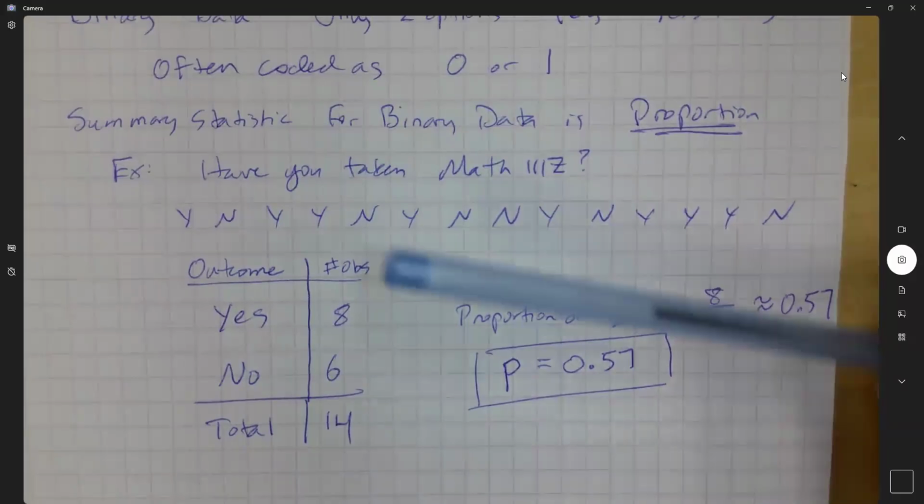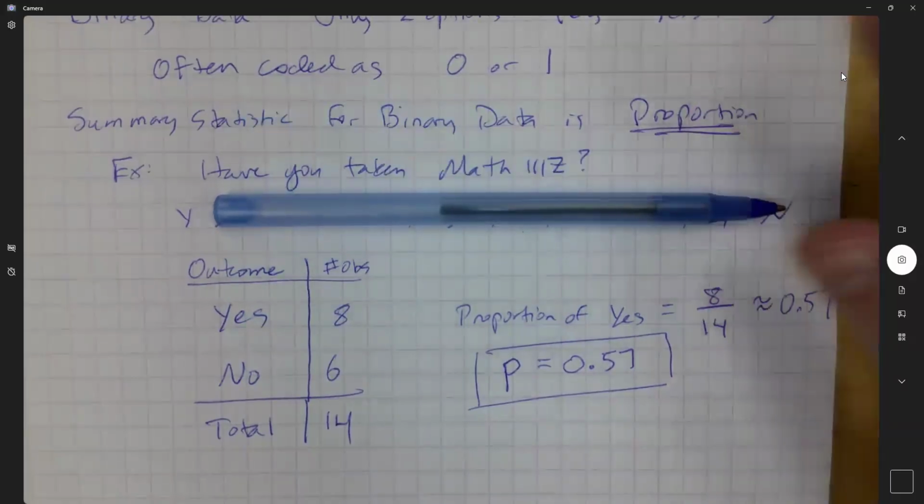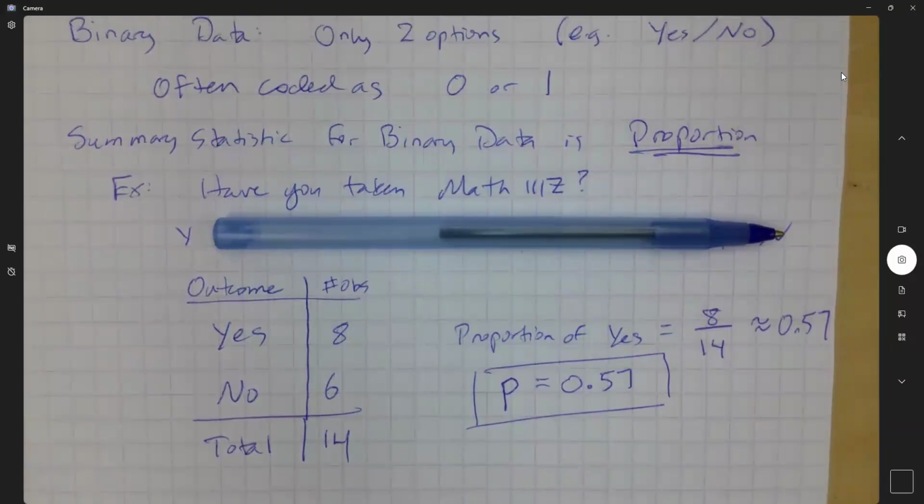So without looking at the data at all, you can say about 57% of students have taken Math 111. That's a pretty good understanding. It happens very, very quickly. Now, you don't know which students they are. You don't know if Joey has taken it or if Katya has taken it. But you know, overall, 57% of students have taken it.